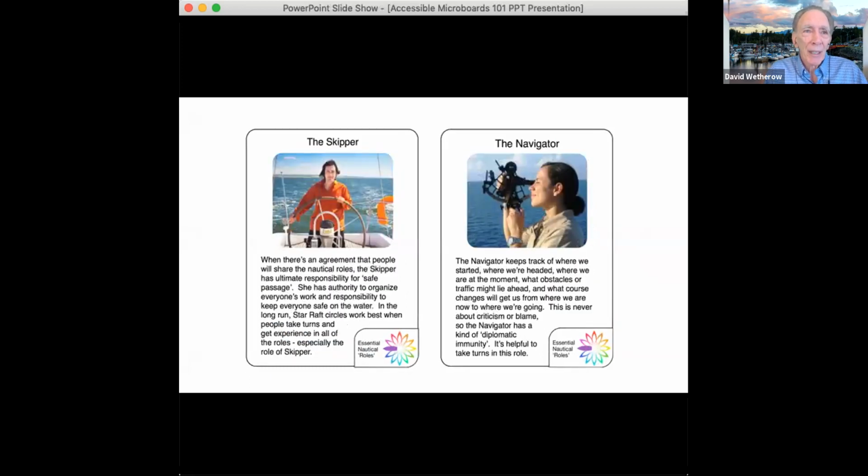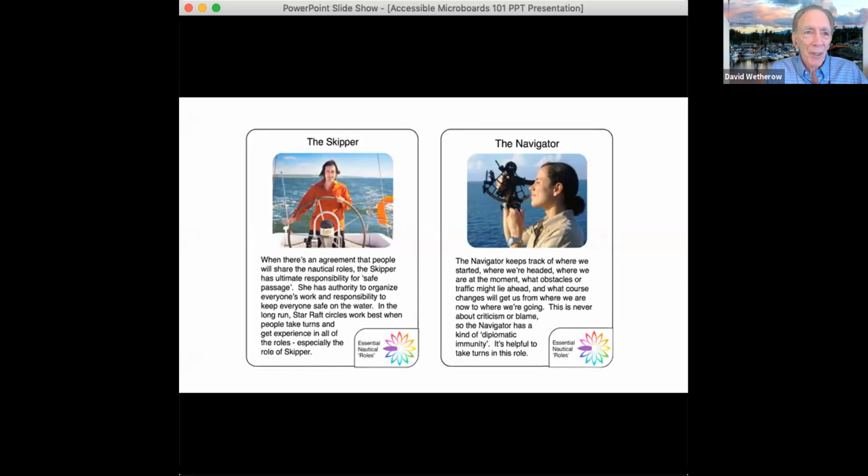The navigator is an interesting role because it's the part of the process where we keep meeting, we keep getting together, remembering where we started, where we were going, and where we are now, and making some decisions about, do we need to adjust our course? If we're not heading exactly where we wanted to be going, do we need to be doing something different?